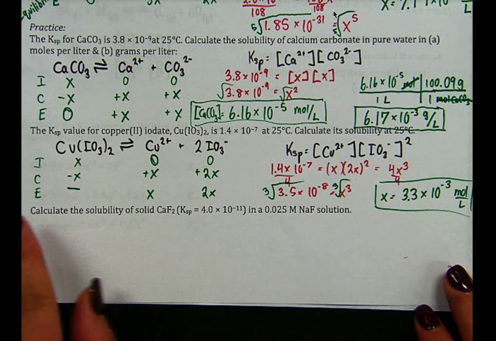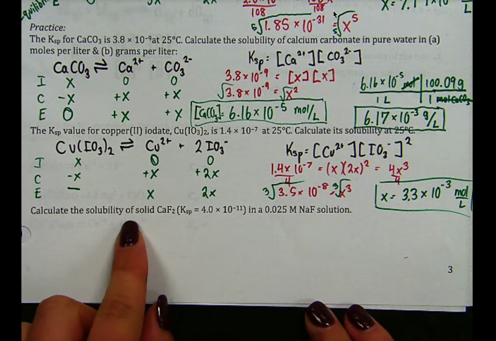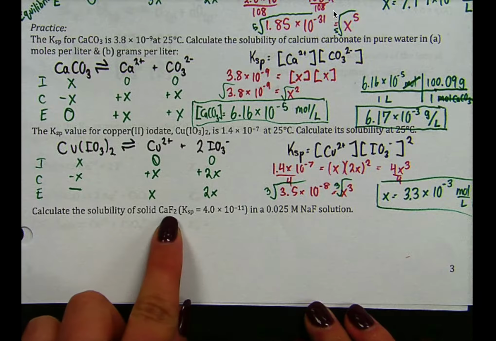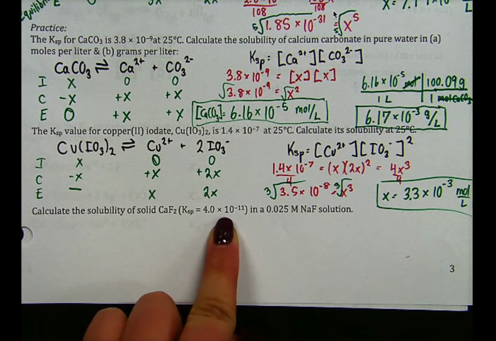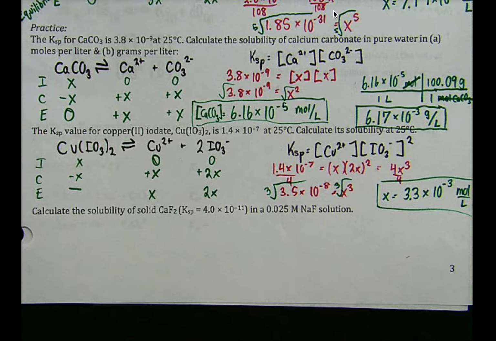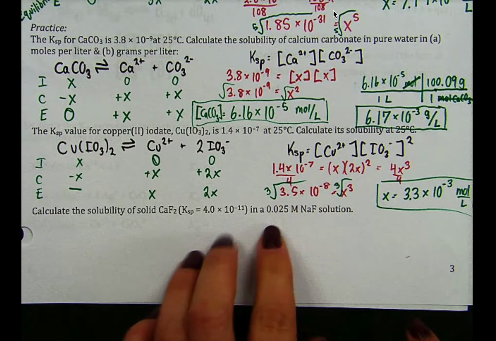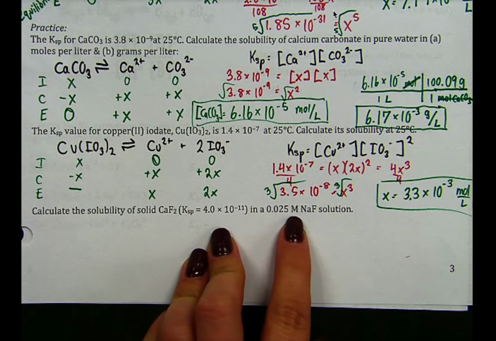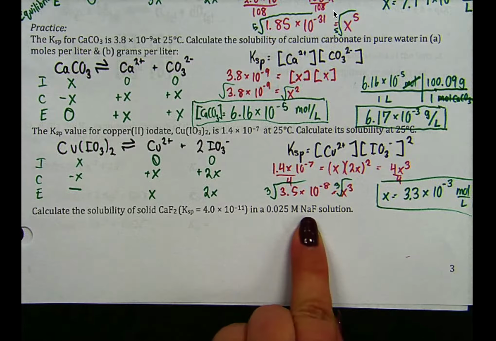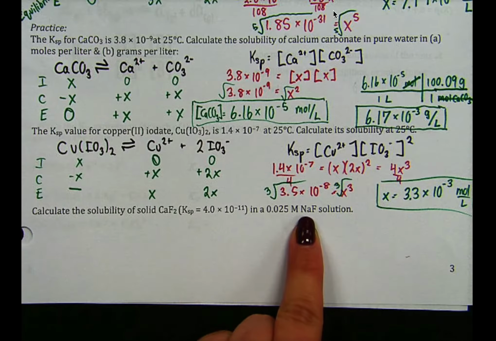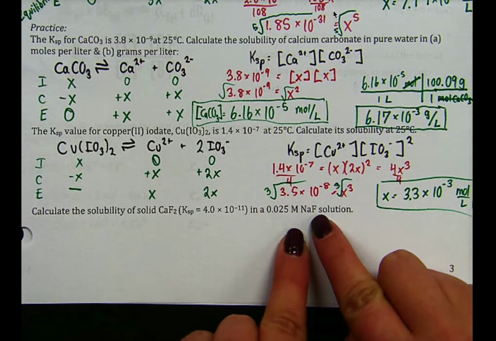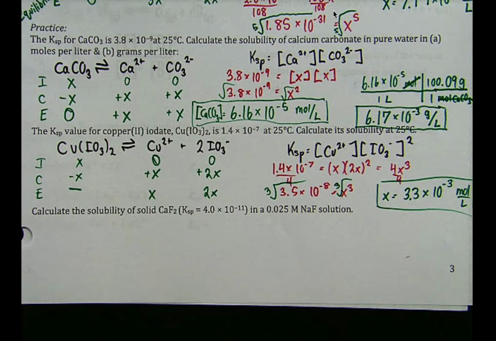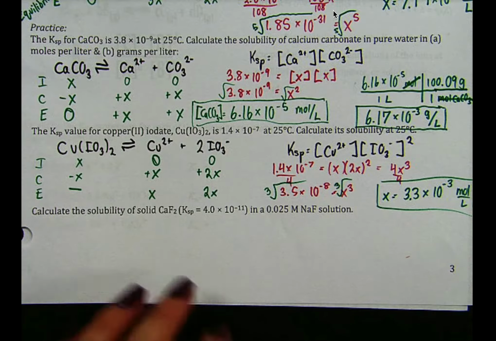Okay, so this one says to calculate the solubility of solid calcium fluoride, which has a Ksp of 4.0 times 10 to the negative 11. So a very small Ksp, that means very little calcium fluoride is going to dissolve in a 0.025 molar NaF solution. So the main difference here is there's some fluoride ions already in solution. Let me show you how that affects our solubility.